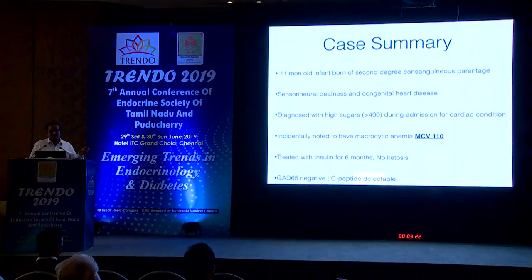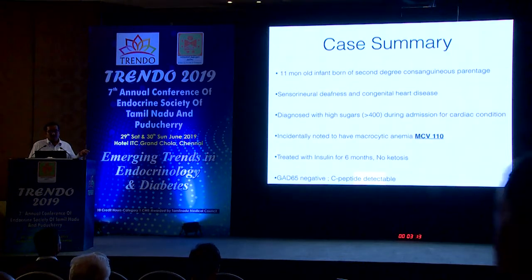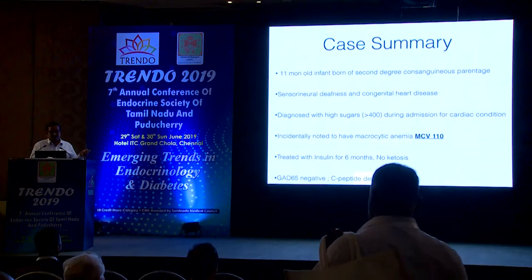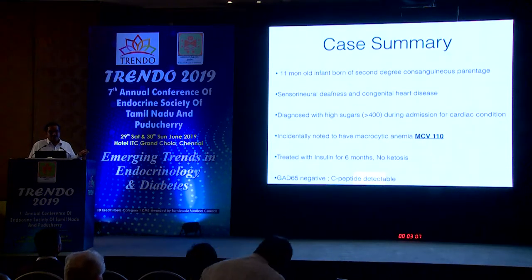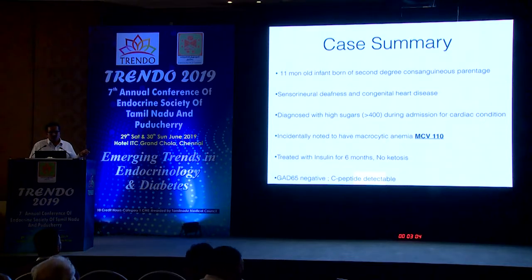Another very rare but interesting case, I just put it up here. An 11-month-old infant born of second-degree consanguineous parentage, with sensorineural deafness and congenital heart disease, diagnosed with very high sugars during one of the cardiac admissions, incidentally noted to have macrocytic anemia, MCV of 110, treated with insulin for 6 months. Sugar is not so optimally controlled. No ketoacidosis, GAD negative, C-peptide is detectable. What is the diagnosis?